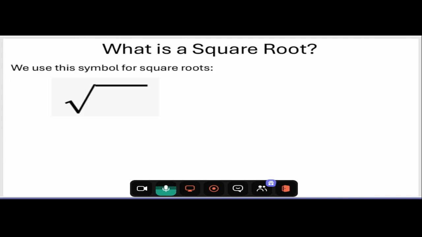We use that symbol right there, which you've probably seen before, to represent a square root. And so if we were asked to evaluate the square root of 25, we would say that is equal to 5, right? So notice I don't write the root anymore over here once I've evaluated it. The square root of 25 is the number 5, which you multiply by itself to get 25.